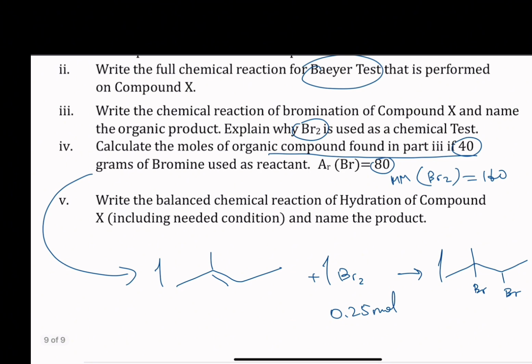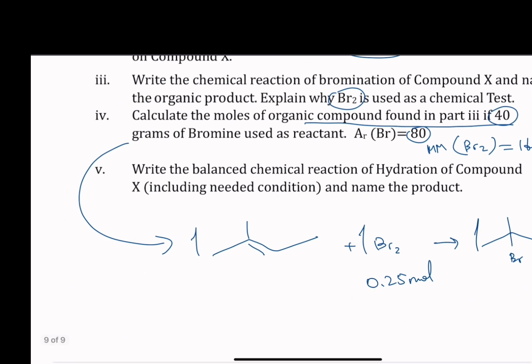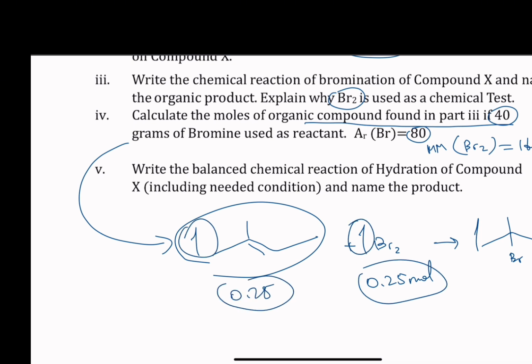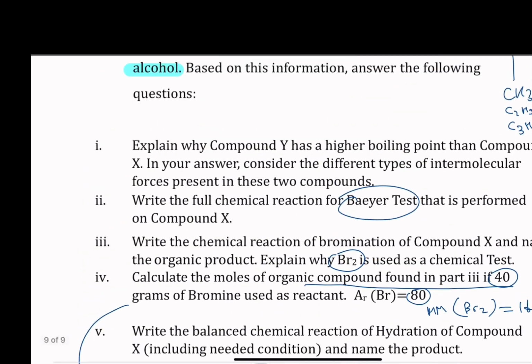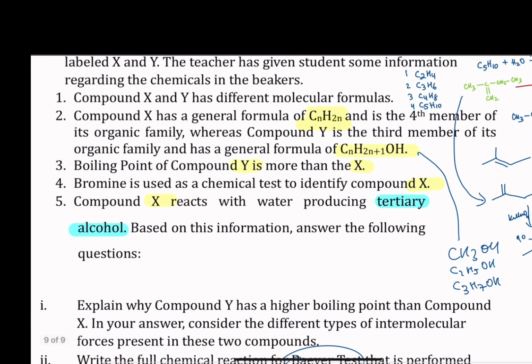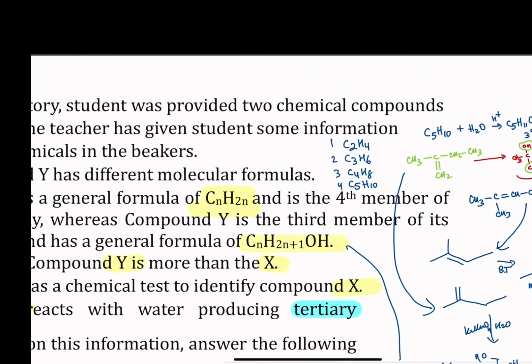So what is it asking us to find? Calculate the moles of organic compound in part 3. So how many moles of this you need to use, which is also 0.25, because 1 to 1 gives you 0.25 to 0.25. And the last one, write the balanced chemical reaction of hydration of compound X, which we did. I did the hydration reaction, and everything is written in here. Also, you need to be prepared for writing a bunch of reactions in one scheme.